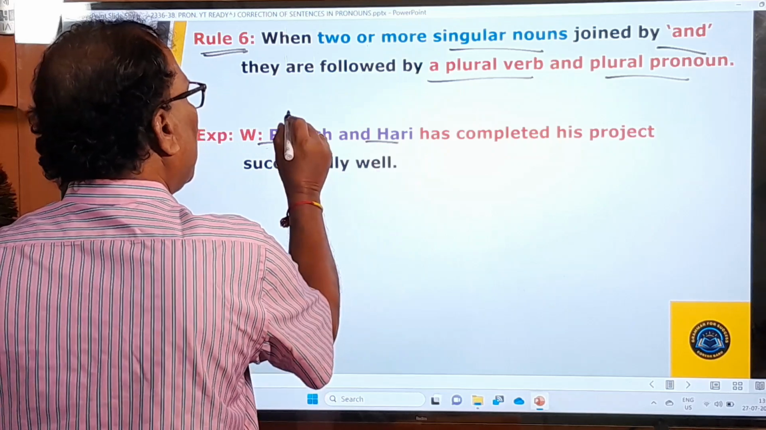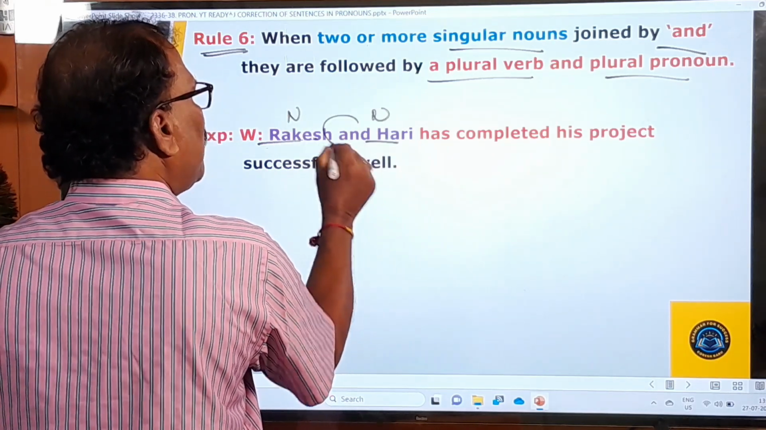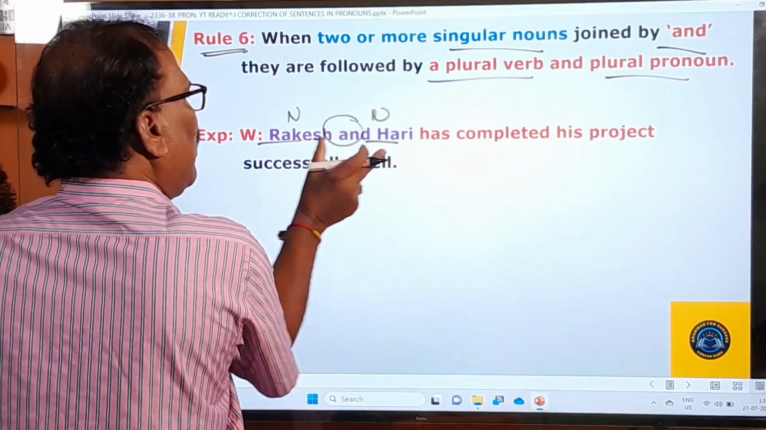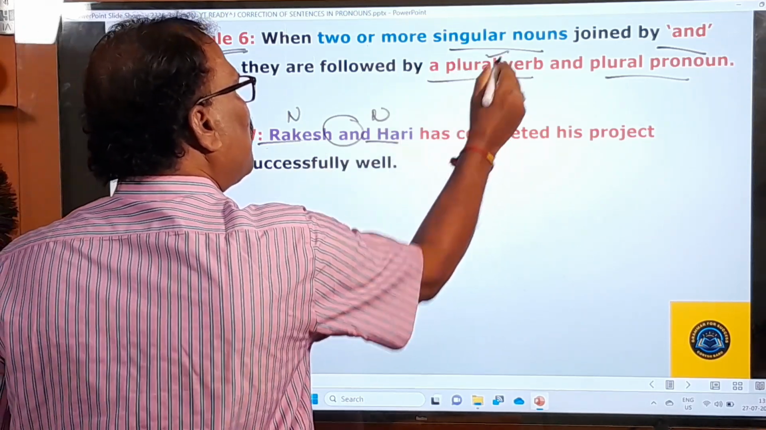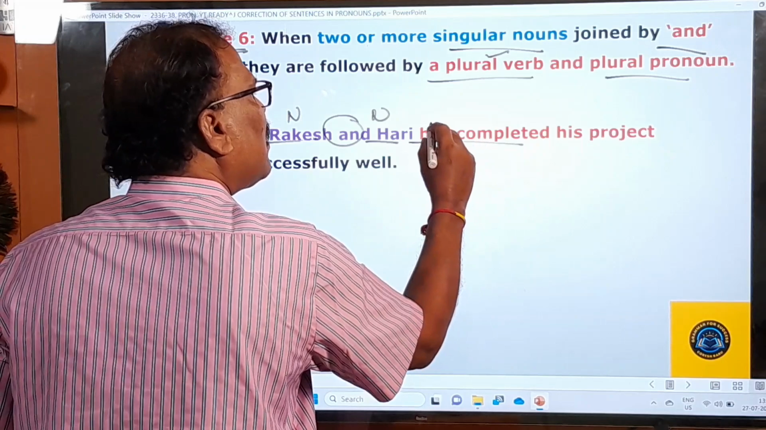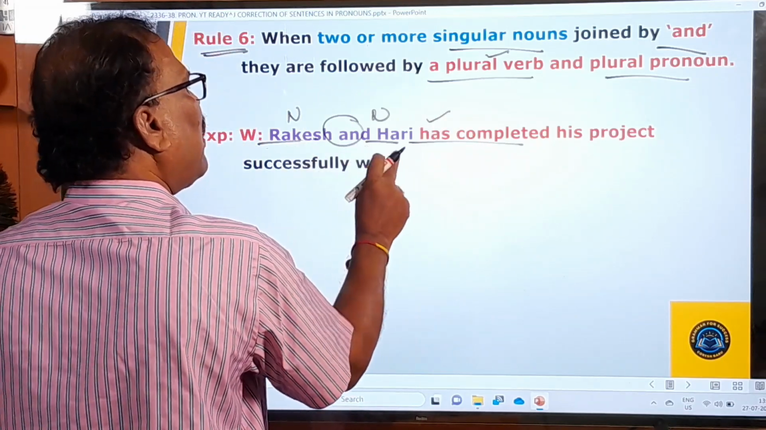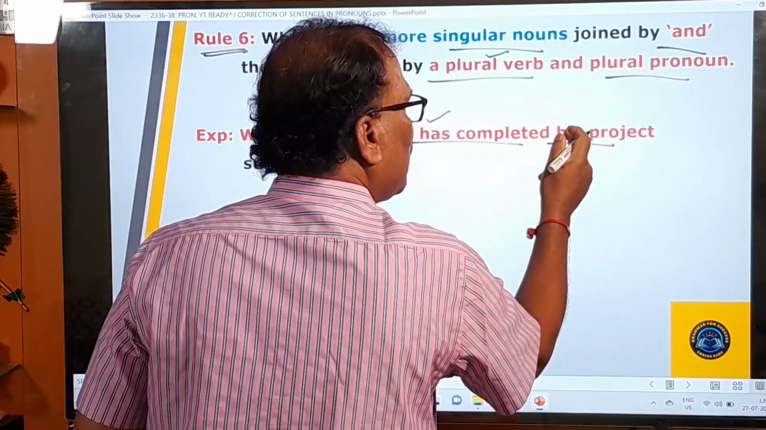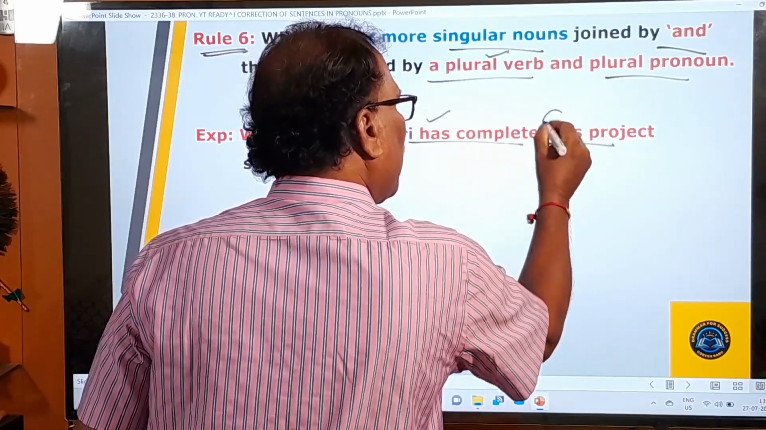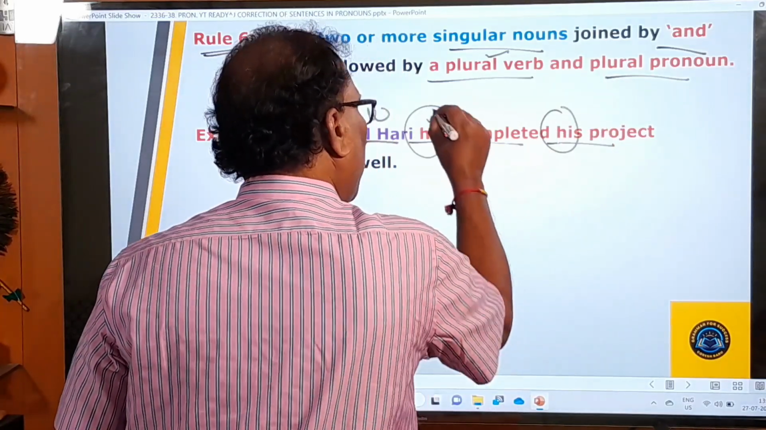Rakesh and Hari, singular nouns, they are joined by and. Rakesh and Hari, they are two persons. Okay, when there are two, a plural verb must be used. But in the examination, whatever they give is a singular verb. Okay, "Rakesh and Hari has completed his project." A plural pronoun must be used, but here a singular pronoun is used. Singular verb, singular pronoun.